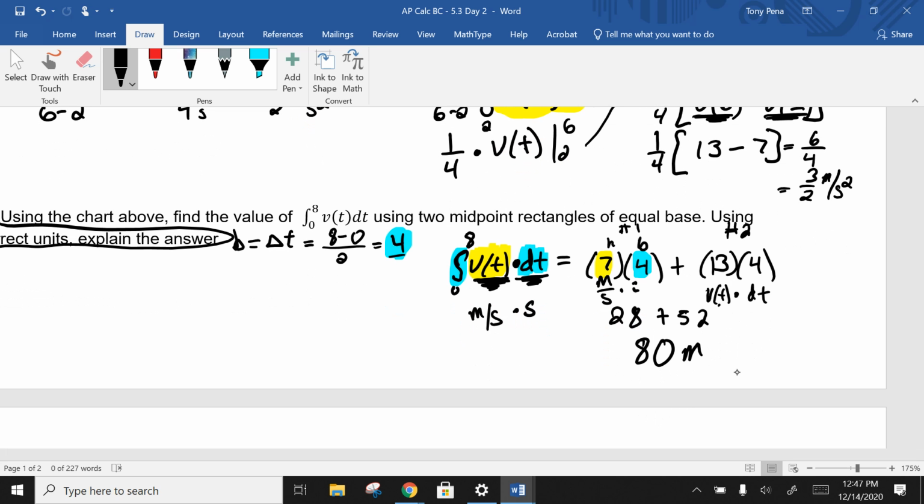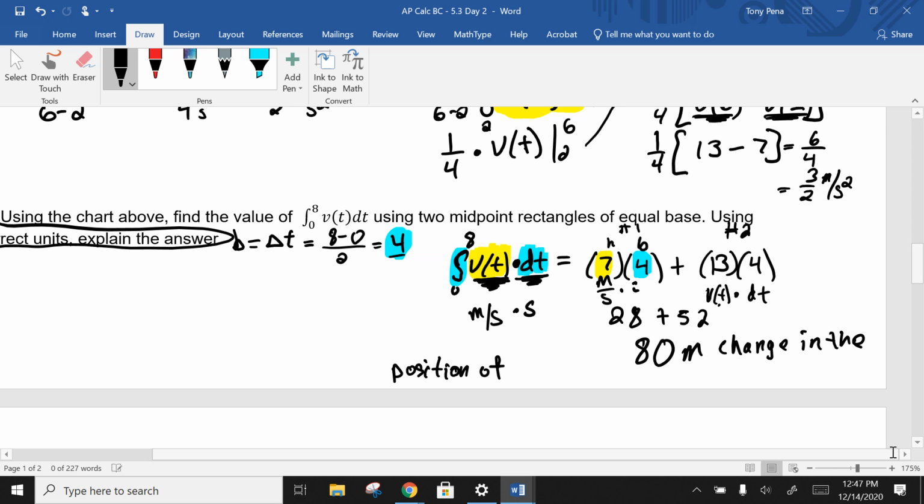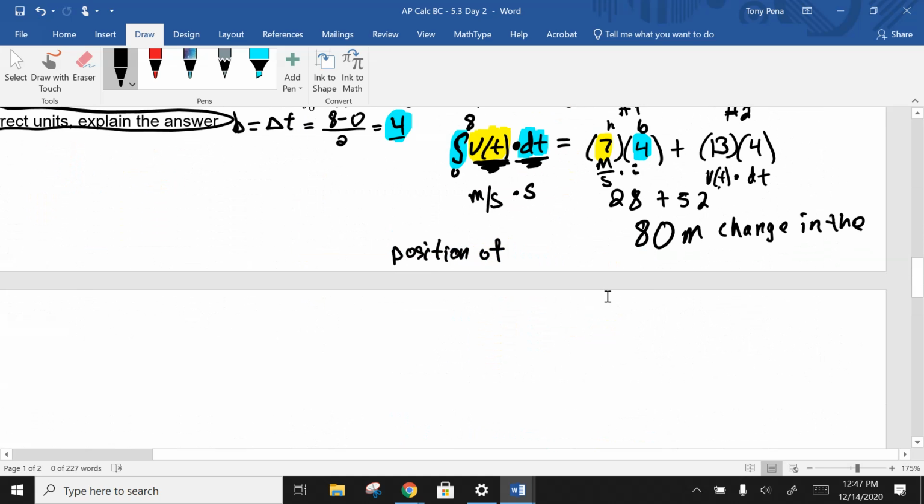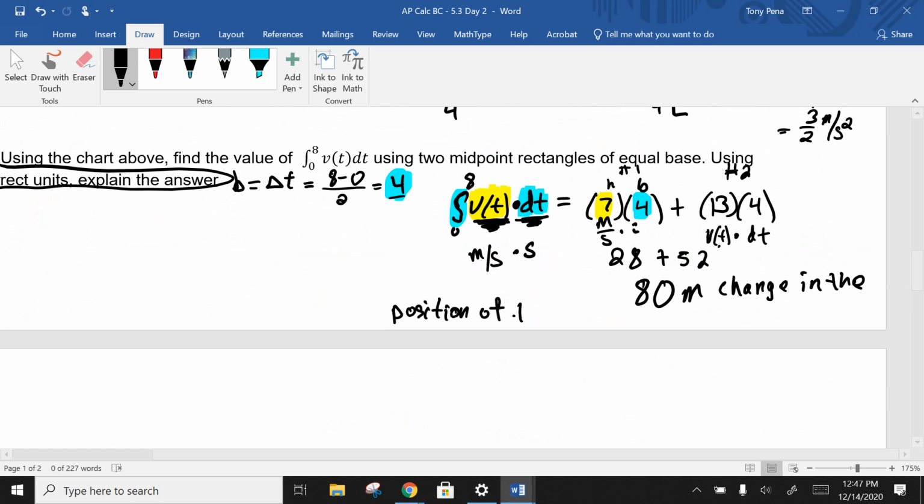There are a couple different ways we could approach it. When I integrate velocity, doesn't that take us to our position? So what we've just calculated is the change in the position of the particle.